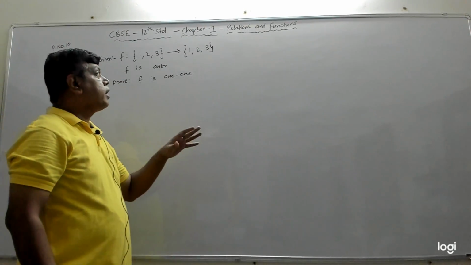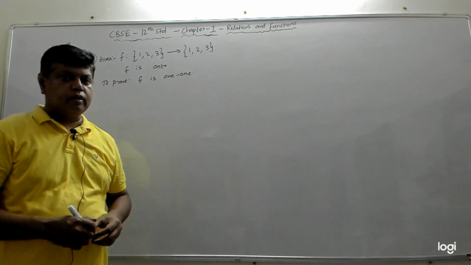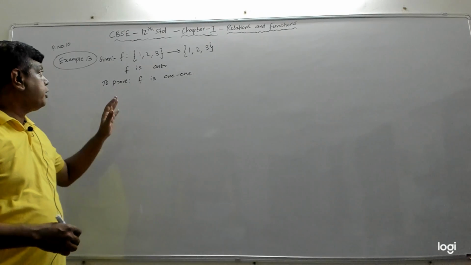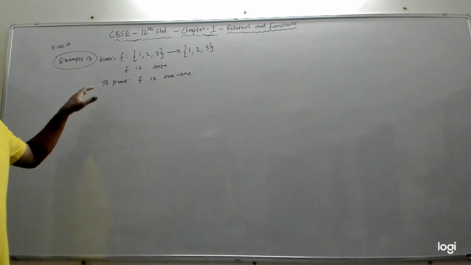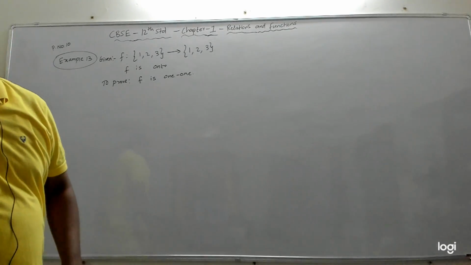In this video, we'll continue with the chapter Relations and Functions, which is chapter 1 from 12th standard CBSE Mathematics. We'll continue from example 13 on page number 10 in your textbook.